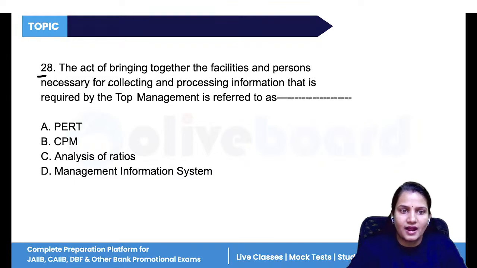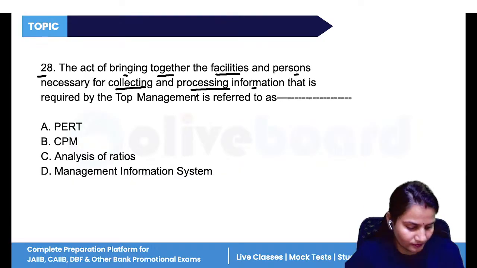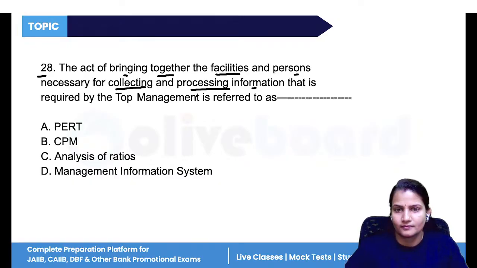Question number 28. The act of bringing together the facilities and persons necessary for collecting and processing information is known as... act of bringing together.